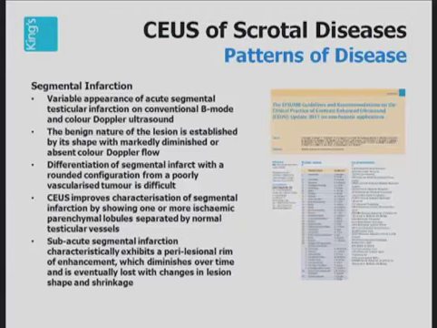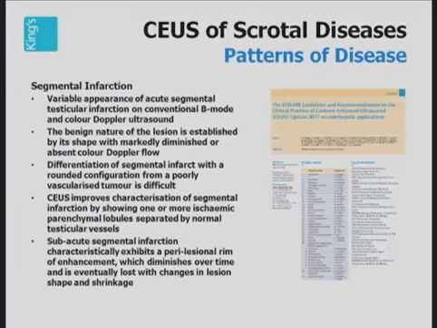Let's look at another problem with the testes, segmental infarction. This has a very variable appearance on conventional B-mode and color Doppler ultrasound. The benign nature of the lesion is established by its shape with markedly diminished or absent color Doppler flow. Traditionally, these segments of infarction have been described as wedge-shaped. However, not all segmental infarctions are wedge-shaped. Some may be round and may appear exactly like a poorly vascularized rounded tumor.